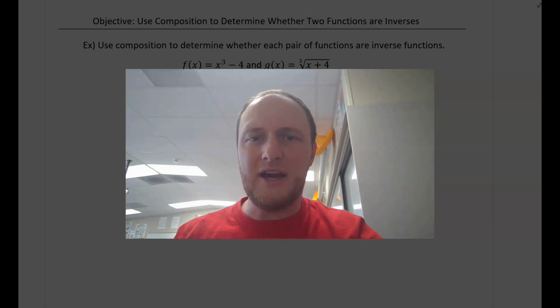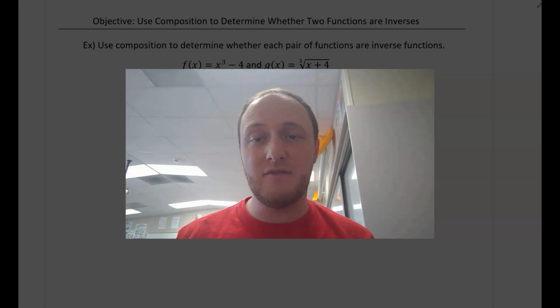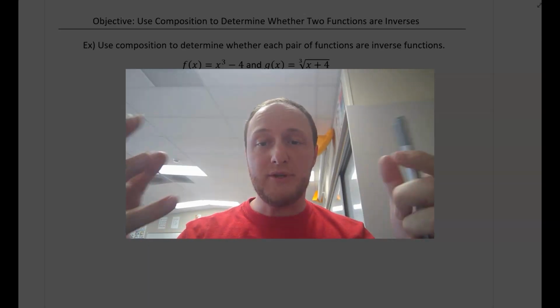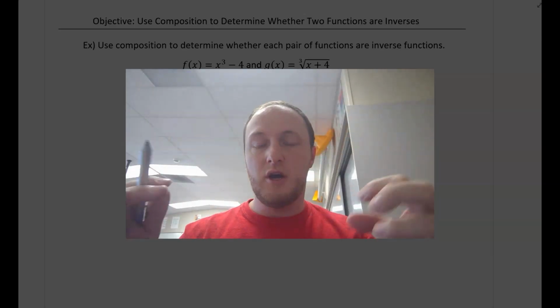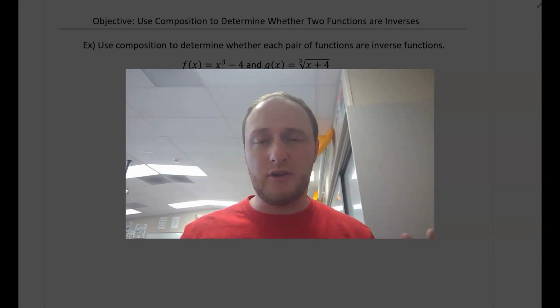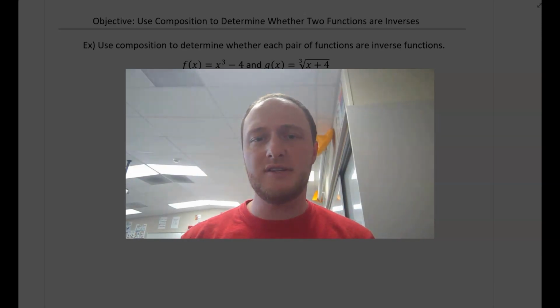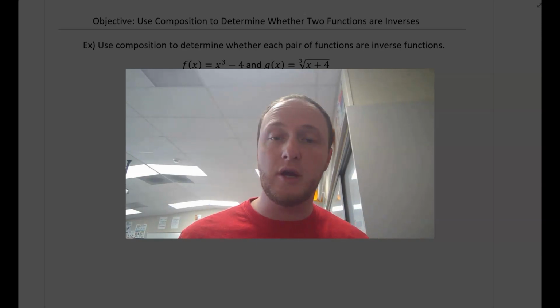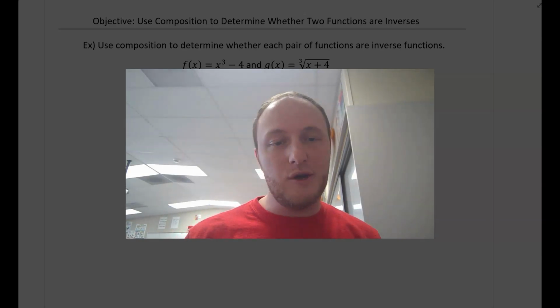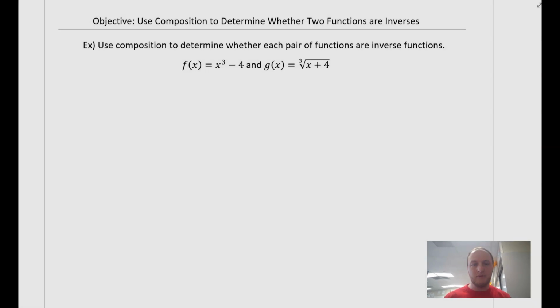We are talking about identifying functions as inverses by using composition. What happens if I embed one function within another function? Do they undo each other? That is the question. And this video specifically is going to focus on cubic functions and their inverse, which is cubic root functions. So let's go ahead and take a look at a couple of examples.